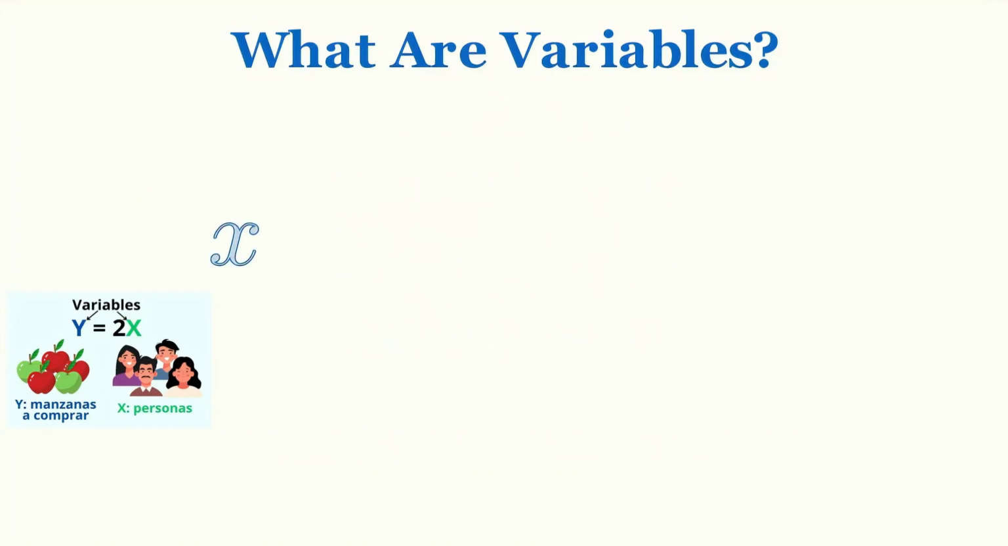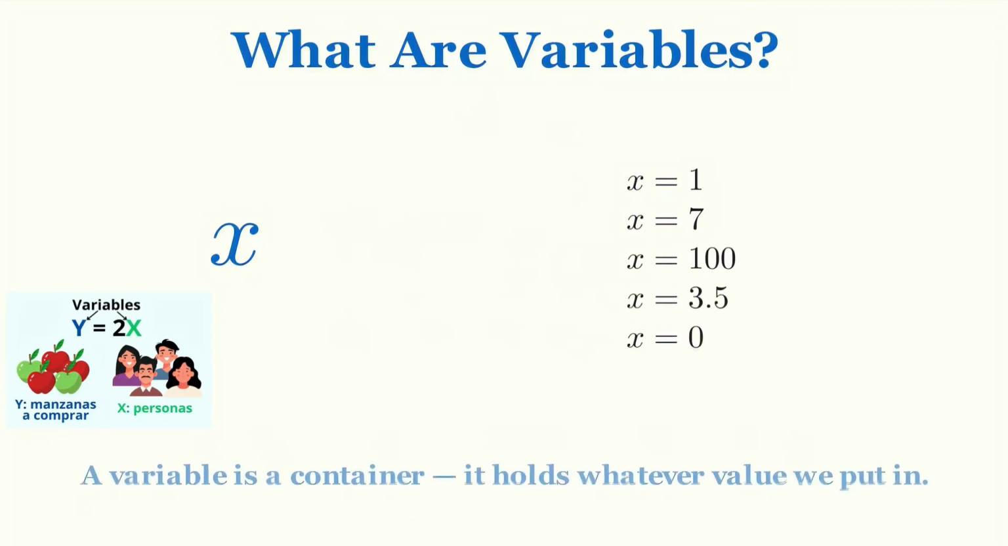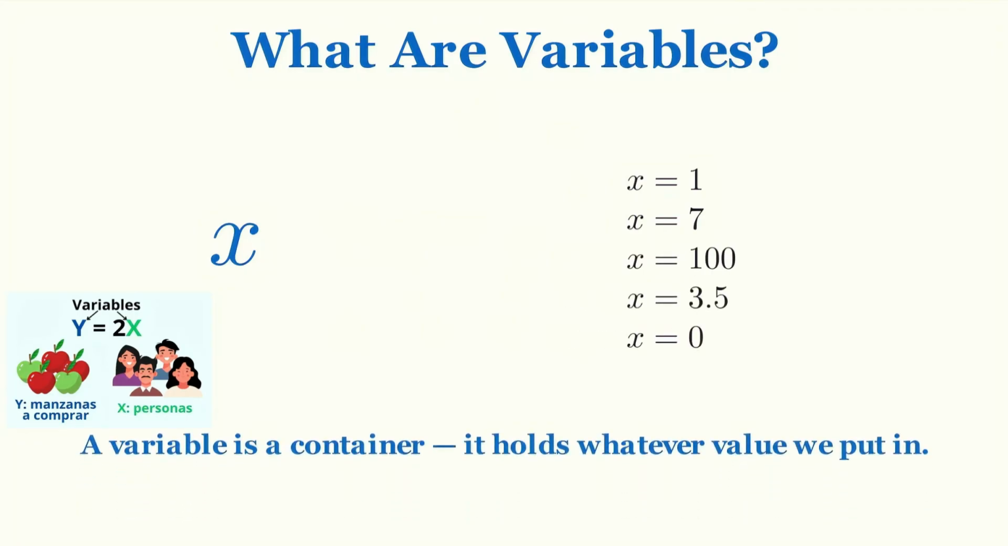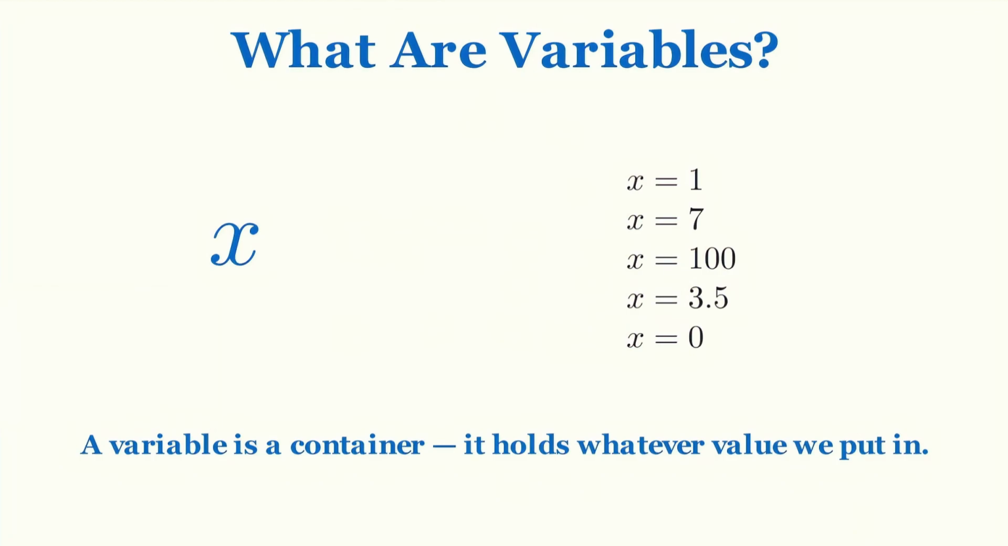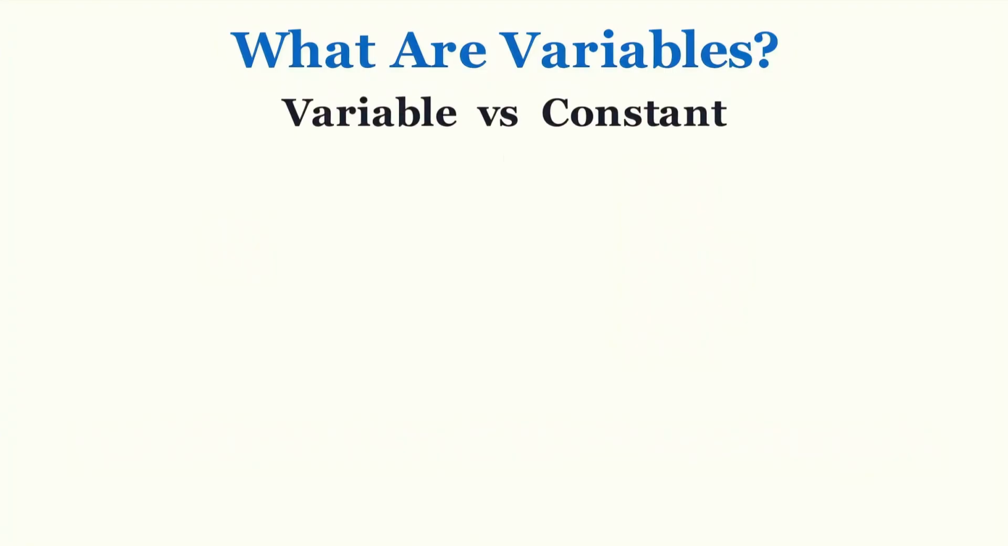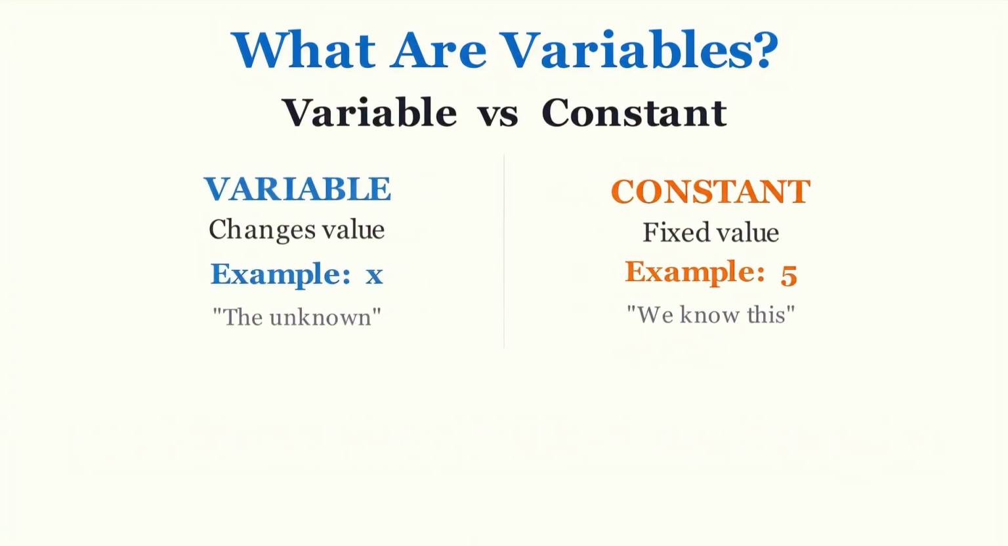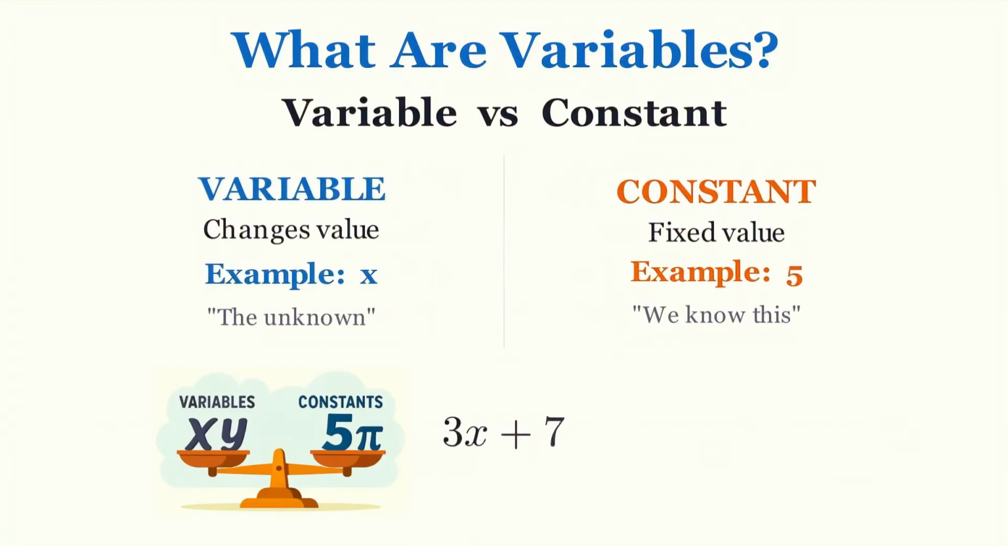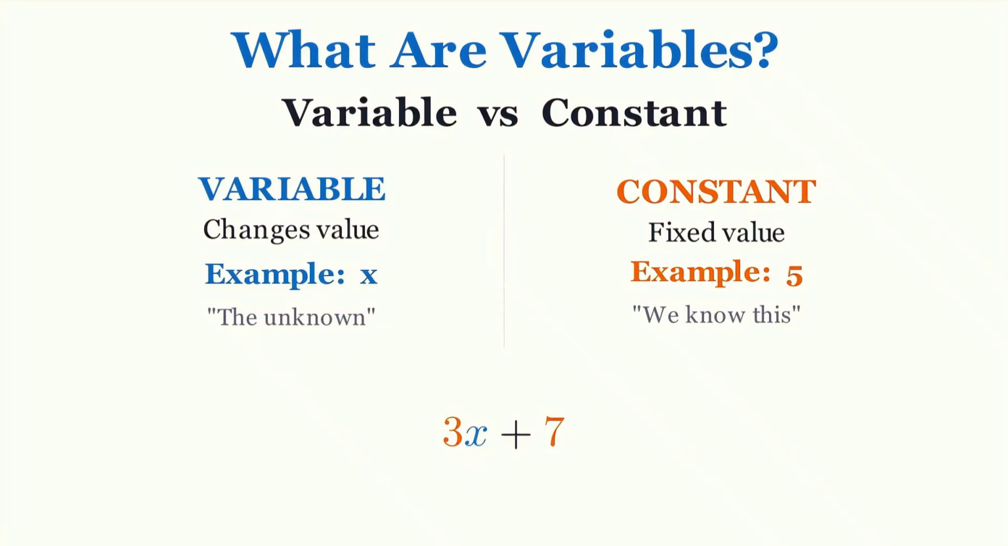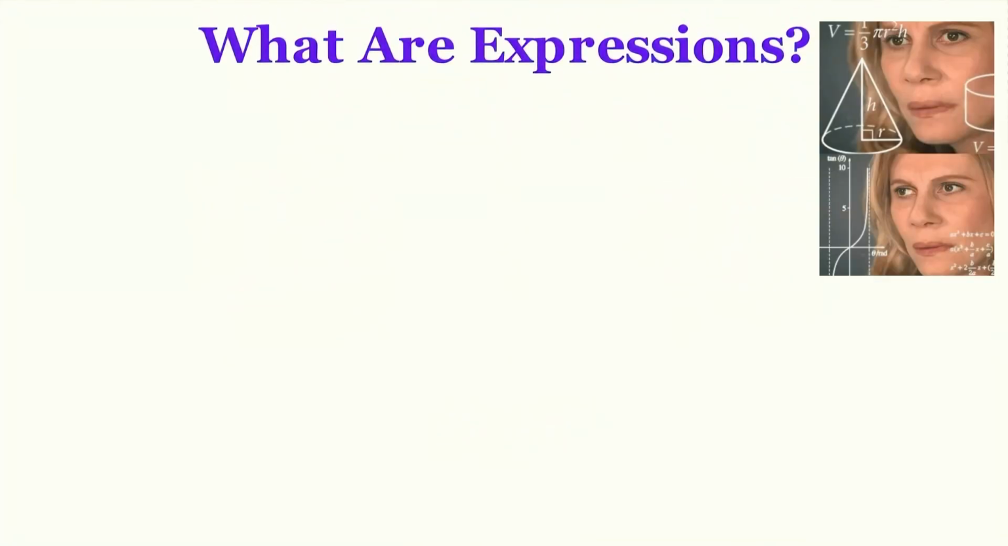And here's the key thing. X can be anything. It could be 1 or 7 or 100 or 0. A variable is just a container. It holds whatever value we put in. Quick distinction. A variable changes. A constant stays the same. In 3x plus 7, the 3 and the 7 are constants. They're fixed. The x is the variable. It's the unknown. Now let's look at a whole expression.